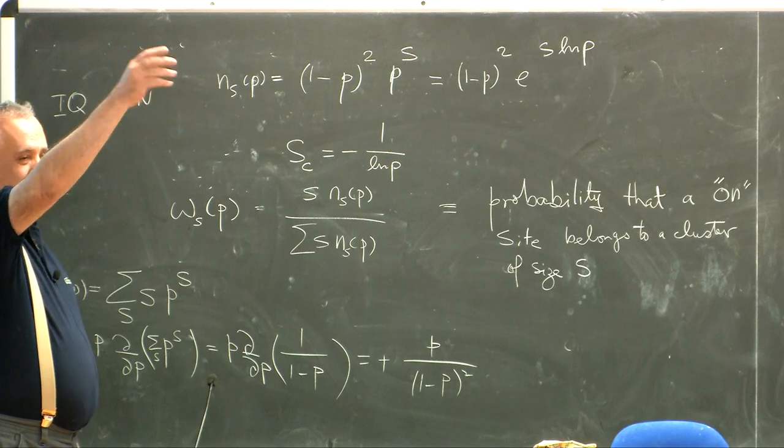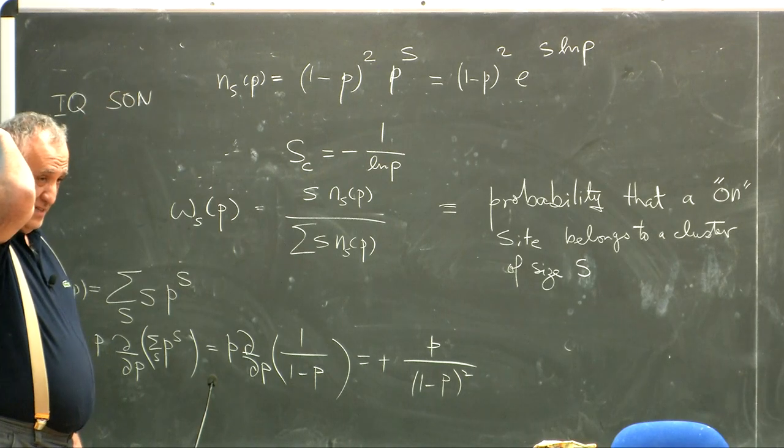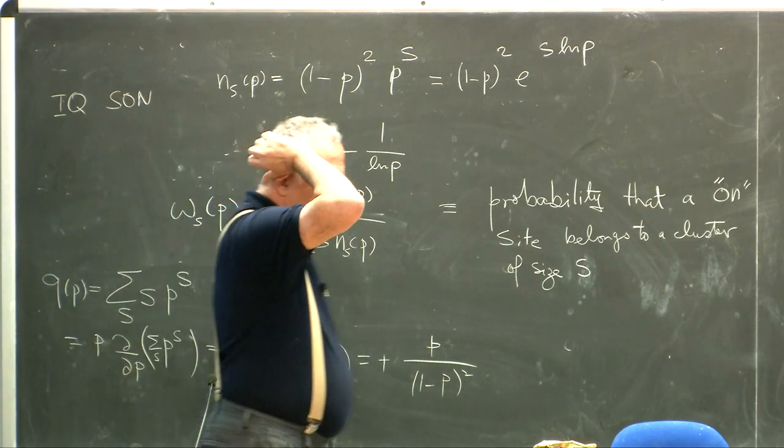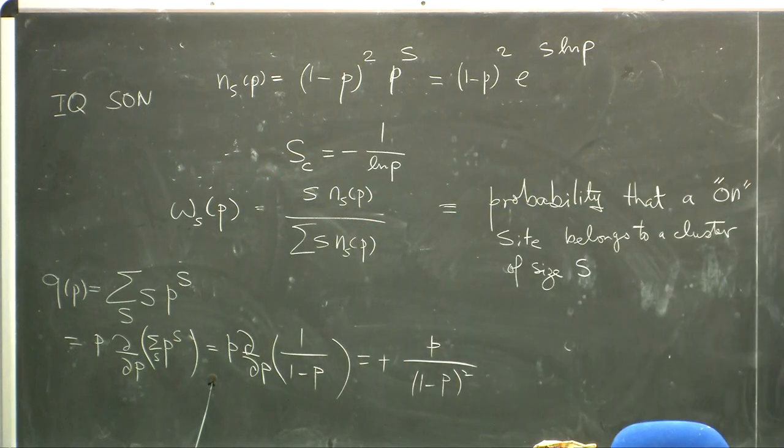Linear, no. Rho is not small and it's not linear. Rho is any function of z, any function of x and y, so z and z bar.